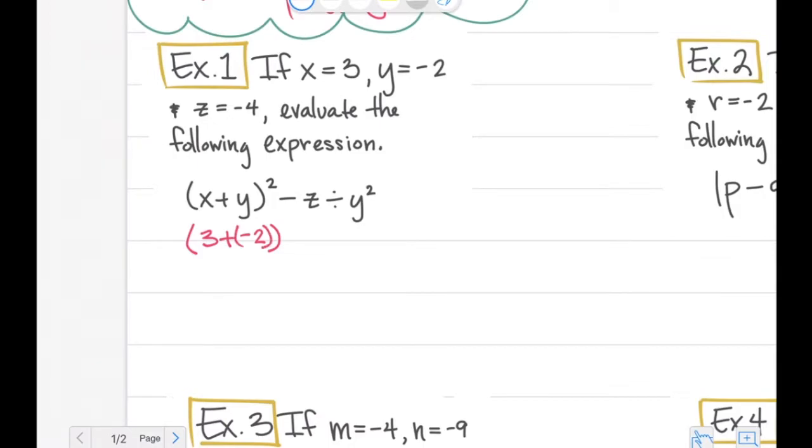That's why I say if you're dealing with a negative number, always put it in parentheses, not as a grouping symbol, but as a separator. So then minus z, again, z is negative, so I'm going to put -4 in place of z. The minus is from the expression, and then divided by y squared. Again, our y value is negative, so I'm going to put the -2 in parentheses, and then we'll square it.